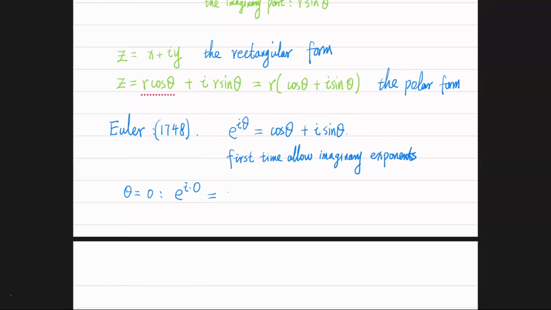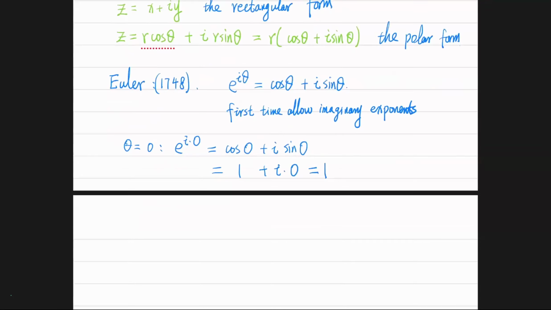Let's go cosine 0 plus i sine 0. Okay, we know cosine 0 is 1. Then sine 0 is 0, and i times 0 is 0. Literally anything times 0 is 0, so yeah, that makes sense.